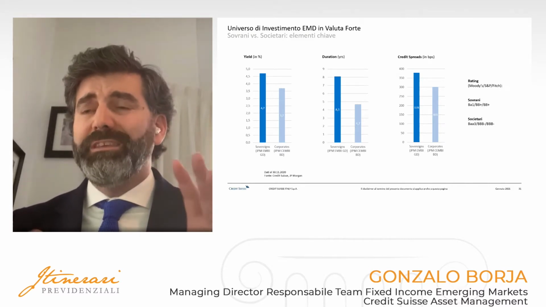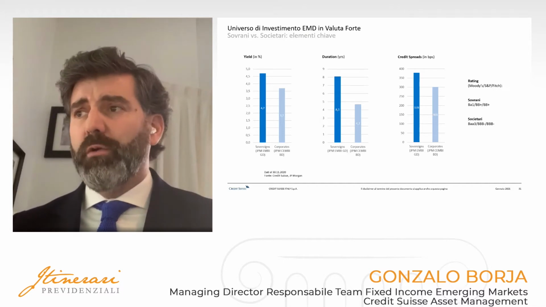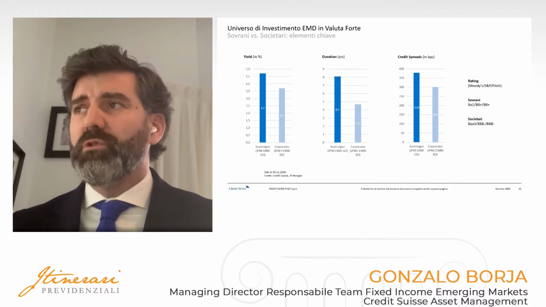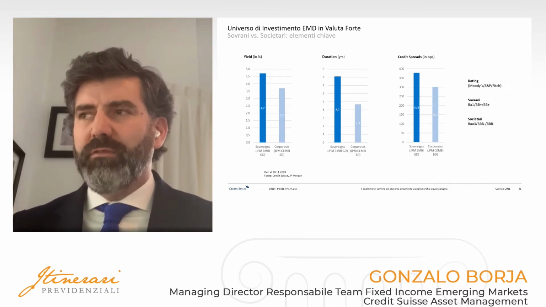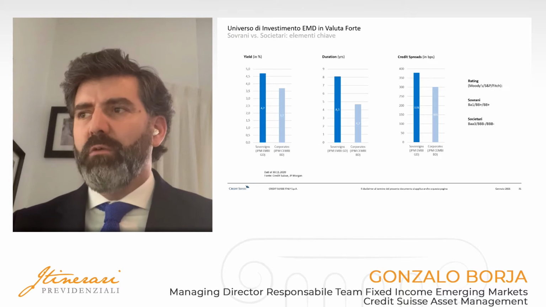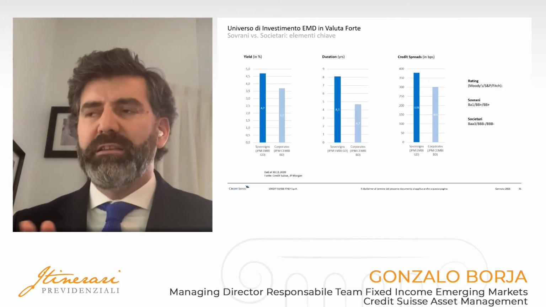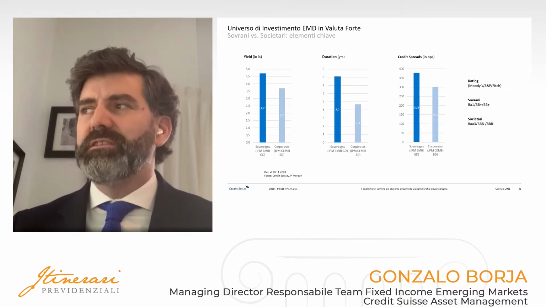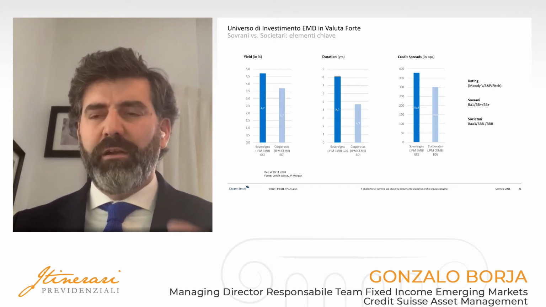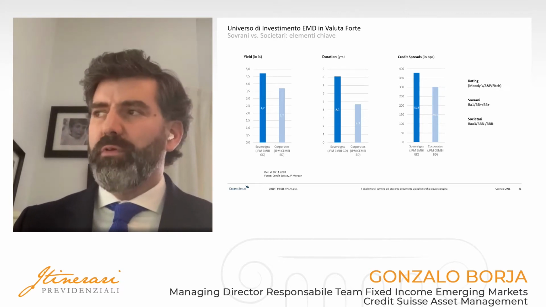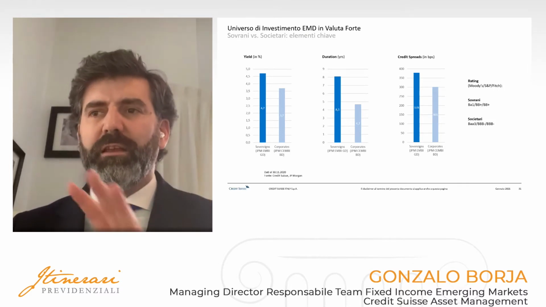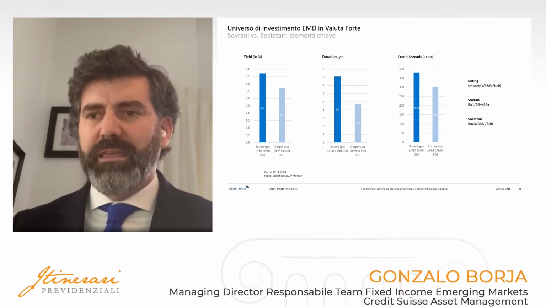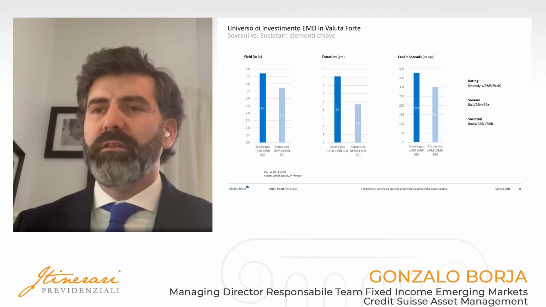So when we distinguish between sovereigns and corporates, very quickly what we realize, when we look into the different yield components, is that we have more or less similar yields, slightly higher on sovereigns. This is also because of the rating composition. Corporates are more like investment grade, even though a lot of people have historically looked at this asset class more like high yield, but we'll talk about this in a moment.